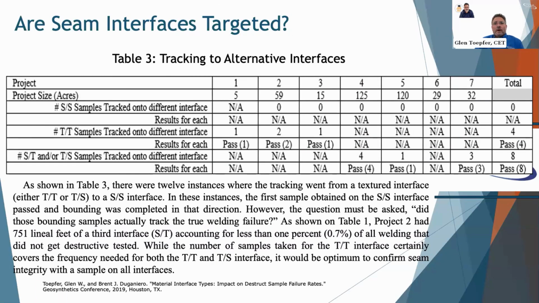And then that also applies to the tracking, and I'll get into that a little bit more here in the future. But you have a destruct on a textured butt seam that's 22 foot long. It fails, and then it's tracked onto the smooth seams, and it passes. And that happened in all 8 cases on this project. I looked back in 2019.